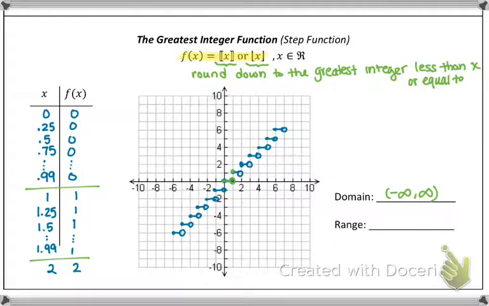The range, however, is slightly different because I don't have a point on my graph that has a y value of, let's say, 2.5, right? I also don't have a point that has a y value of 5.2. And so if you notice, all of the y values on this segment are at 0. All of the y values of the points on this segment are at 1. All of the y values of the points on this segment are at 2. And so my range is the set of all integers.